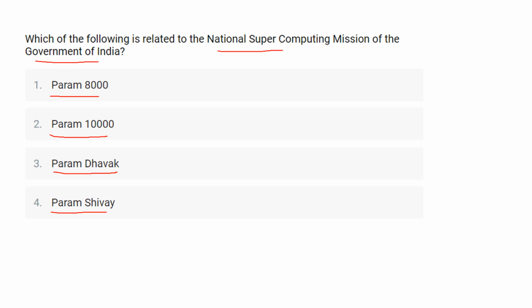The National Supercomputing Mission, that is NSM, is rapidly boosting high power computing in the country through its various facilities to meet the increased computational demand of researchers, MSMEs and startups in areas like oil exploration, flood prediction and also drug discovery. Param Shiva is the first supercomputer assembled and was installed in IIT BHU, followed by Param Shakti and Param Brahma at IIT Kharagpur and IISER Pune respectively. So here the correct answer for this question will be option number 4, that is Param Shiva is related to the National Supercomputing Mission of the Government of India.